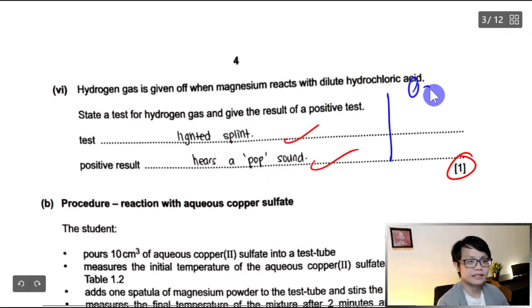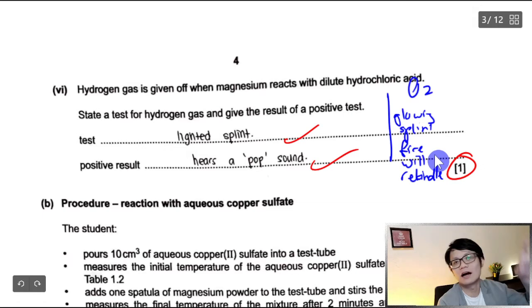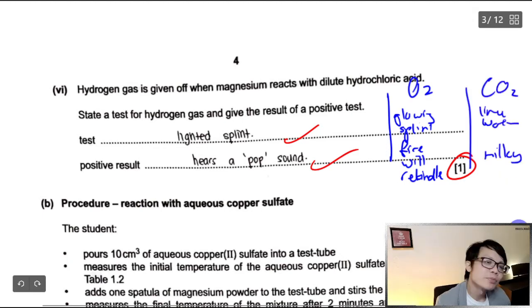For oxygen, the question asks you to use a glowing splinter and put it near the mouth of the test tube, and the fire will rekindle. Anything, fire will come out or appear. And then the other one is CO2. Of course, it is lime water, and lime water will turn milky, cloudy, or chalky, up to you. So these are the Year 9 ones.